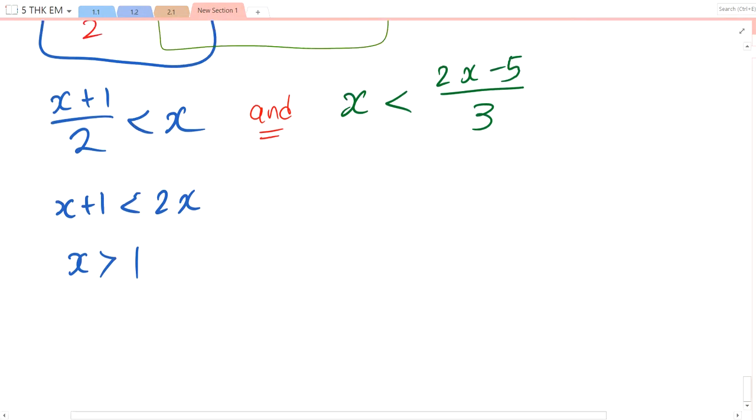Green color? 3x less than 2x minus 5. X less than negative 5.